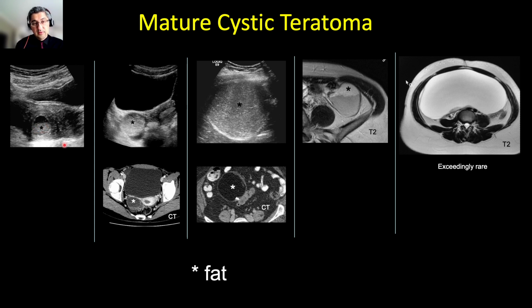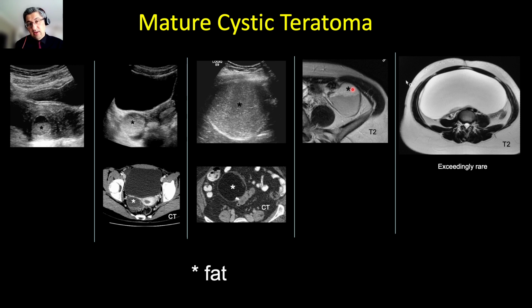You can confirm the presence of fat by CT or MRI, but on the ultrasound, there is fat fluid layering, and this is completely fat, as you can see here, completely echogenic, and this is completely fat, and confirmed on CT. There is this calcific component here on the CT. There is also, on the MRI, we can see the fat fluid layering.